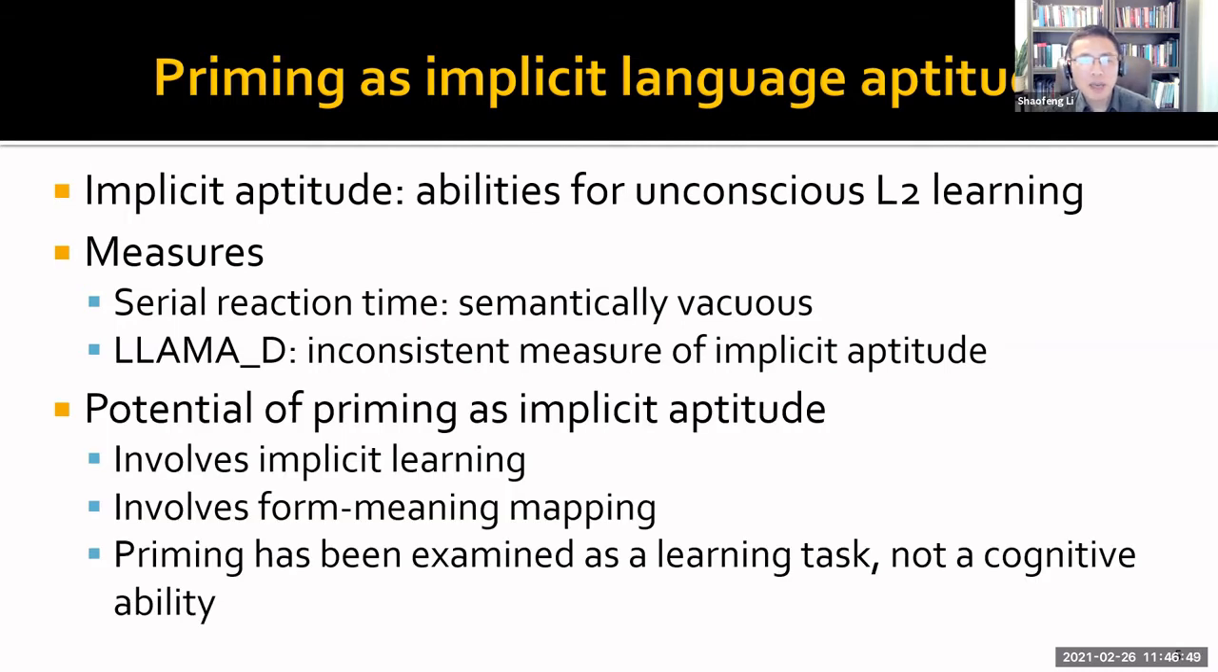So syntactic priming has the potential of being an ideal measure of implicit aptitude because it involves implicit learning and it involves form-meaning mapping, which is a defining feature of language learning. However, as I pointed out earlier, priming has been used as a task for examining the mechanism of speech production instead of as a measure of cognitive ability.